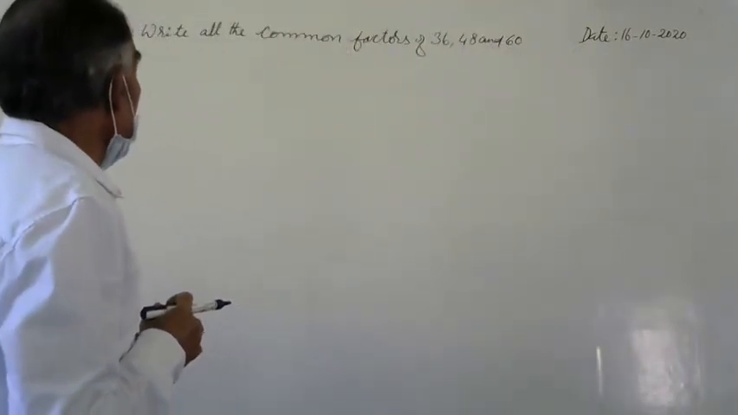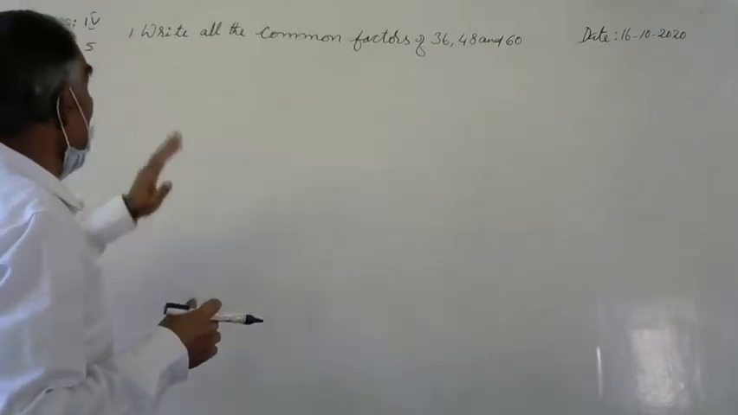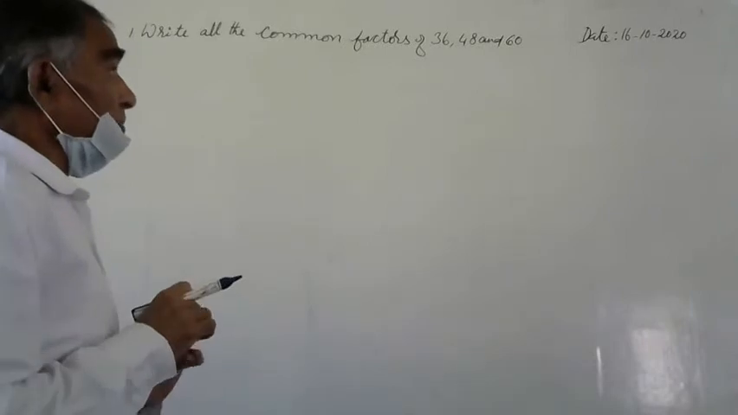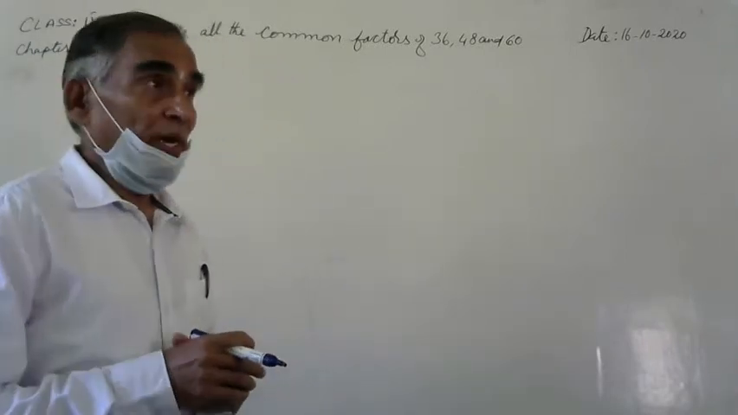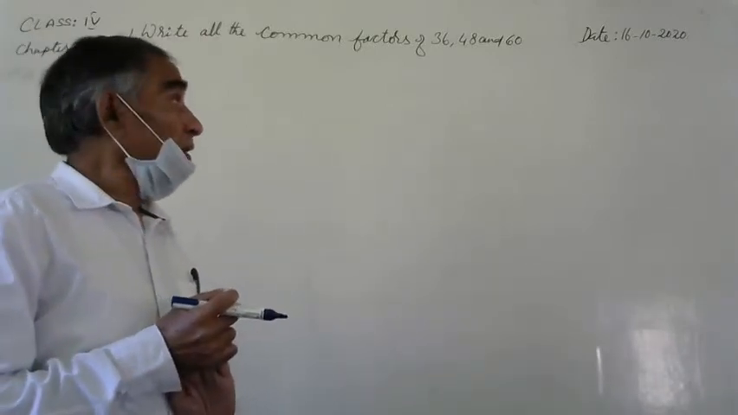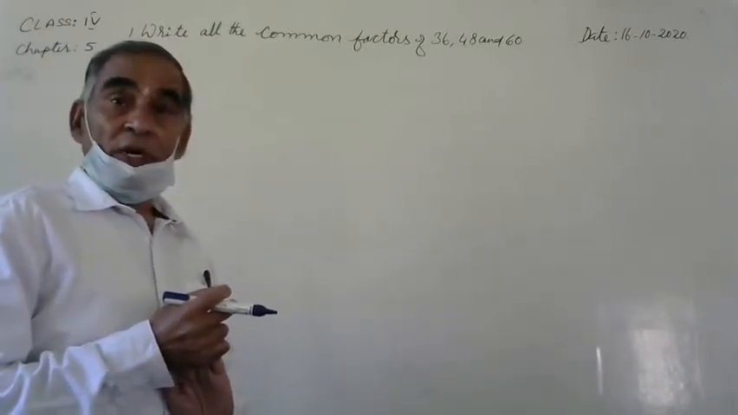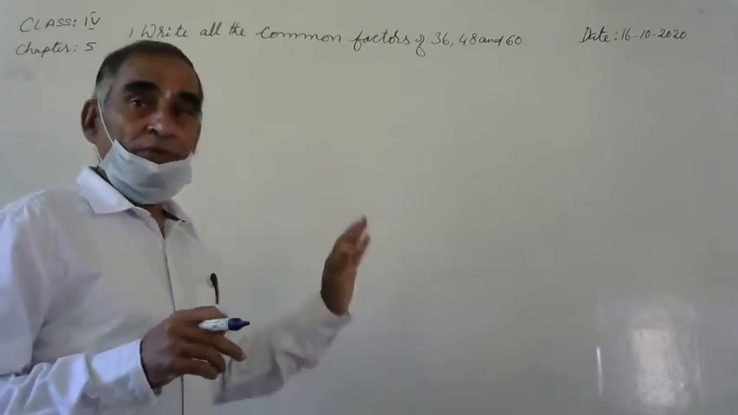I will do some of the problems. We have an example here: all the common factors of 36, 48 and 60. In the last class we already discussed common factors, factor trees and common multiples. Again, I am doing some more examples.